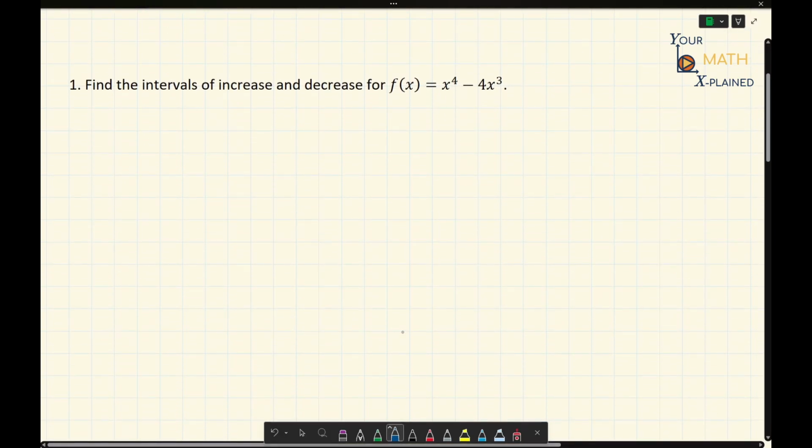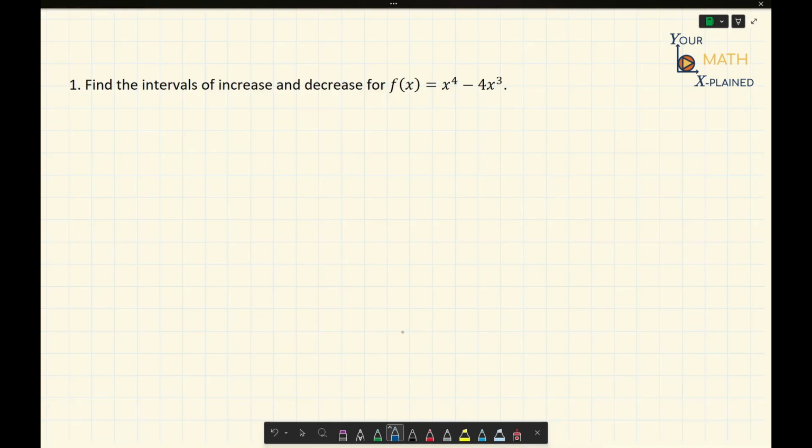For our first example, we want to find the intervals of increase and decrease for f of x. To do that, we are going to find f prime of x first. And f prime of x here is equal to 4x cubed minus 12x squared. Next, we're going to set f prime of x equal to 0. So we get 0 is equal to, and then here we're going to factor. So this is 4x squared times (x minus 3). And then we use this to find our critical points, which we get x is equal to 0 or x is equal to 3.